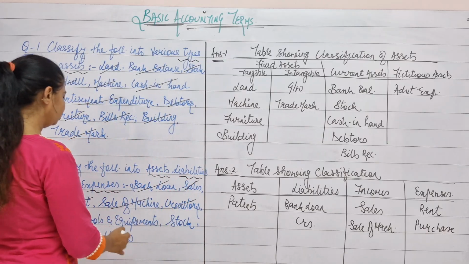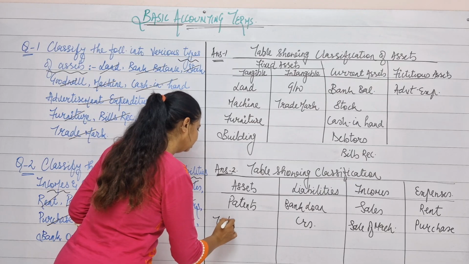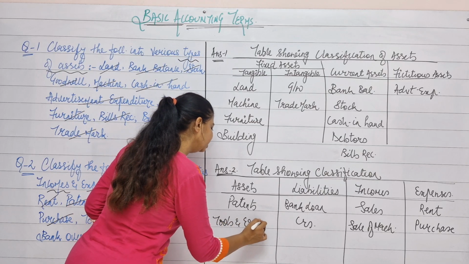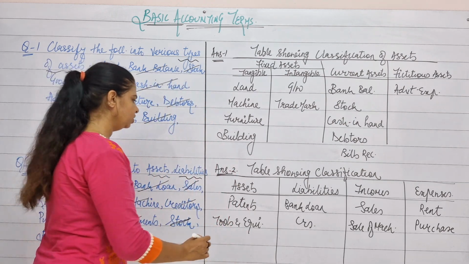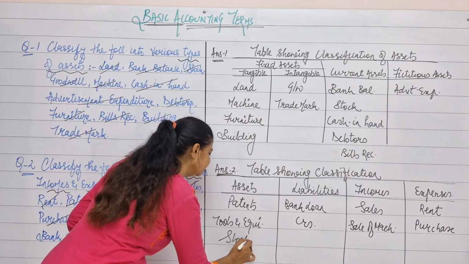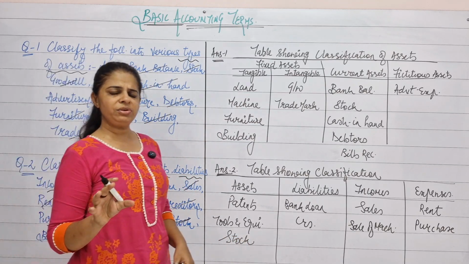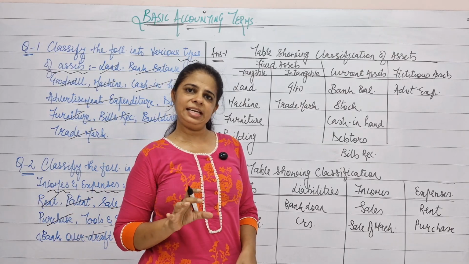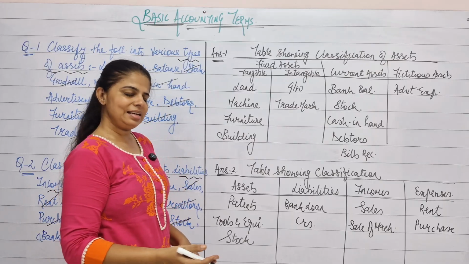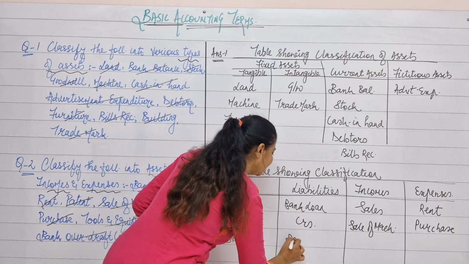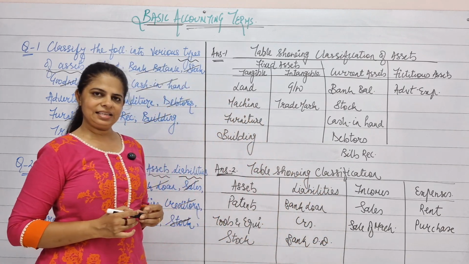Then the next one is tools and equipments. Tools and equipments are your assets. So tools and equipments, you will drop it in assets column. Next is stock. Stock is your asset. So you will drop it in assets column. The next is bank overdraft. Bank overdraft you can take it as short term period के लिए बैंक ने जो आपको लोन दिया है, and वो short term period का लोन repay करना is a liability, and thus bank overdraft या bank OD is your liability. And like this we are done.